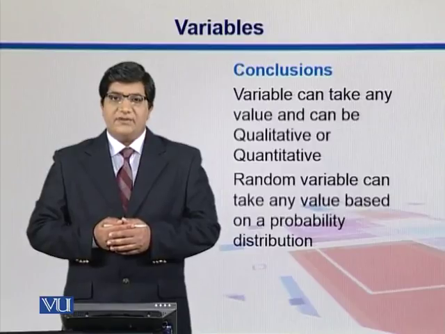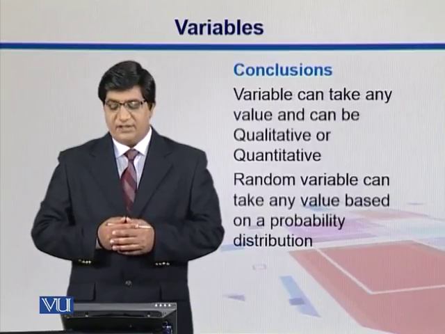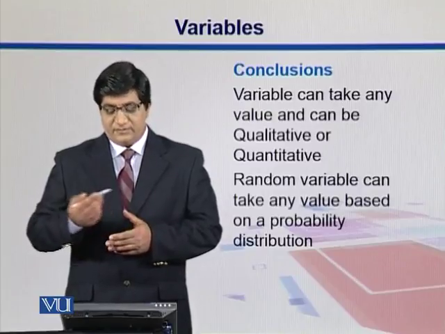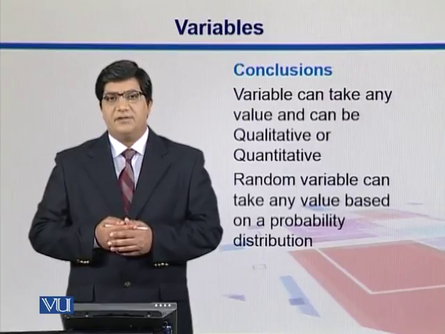So in this section, we have seen that variables can take any values and they can be qualitative or quantitative, whereas random variables can take any values depending upon a probability distribution.